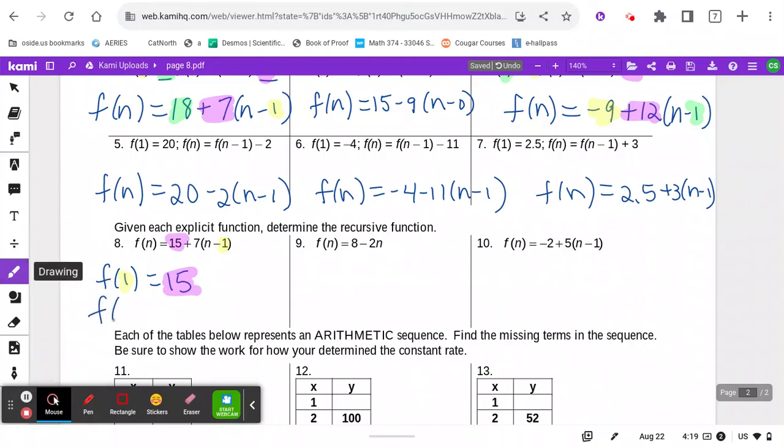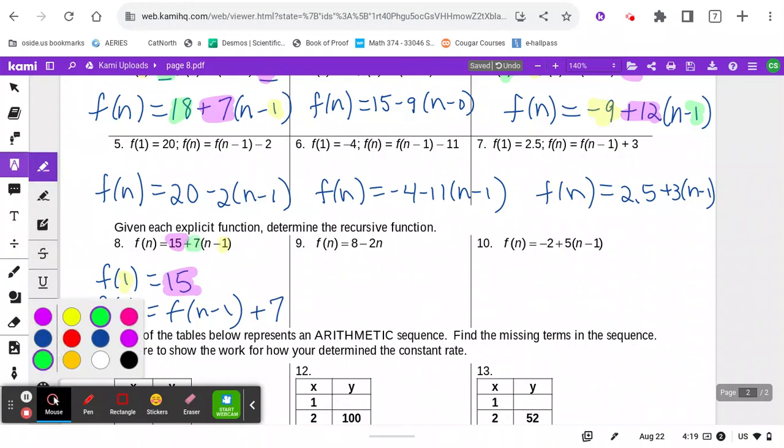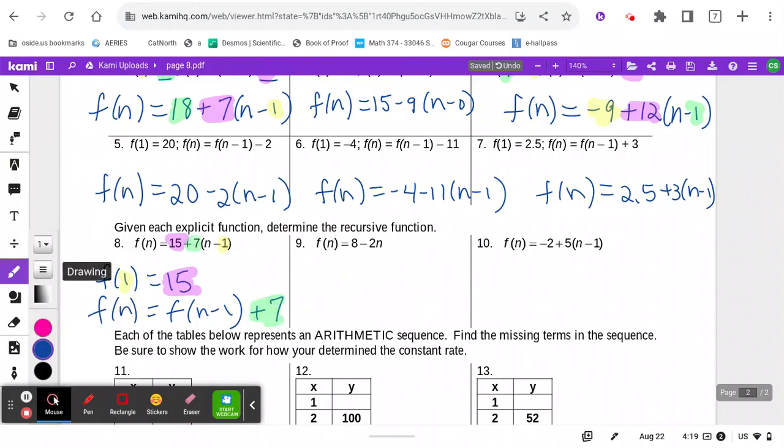Then we always start with the same thing for the second part. F of n equals f of n minus 1. And then the pattern goes there, plusing 7 in this case. So where's that come from? That guy right there. How'd you do? So pause the video, try the next two, and then let's check them.